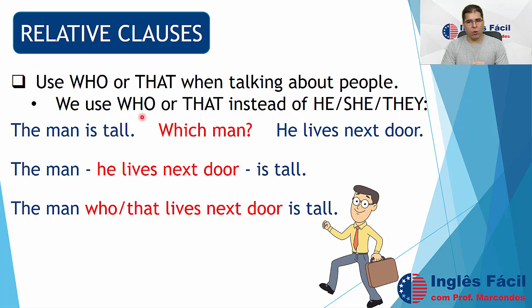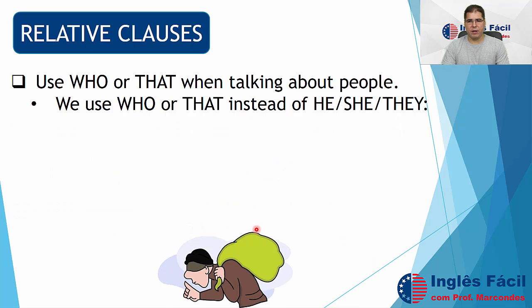So we use who or that instead of he, she, or they. So in this case here, we have he, right? And we can use who or that to replace he. Okay, so now I know who is the man, right? It's the man who lives next door. It's the man that lives next door. He is tall, okay? So, the full sentence, the man who lives next door is tall, okay? Let's see another example now.